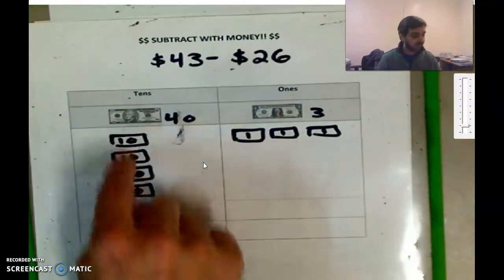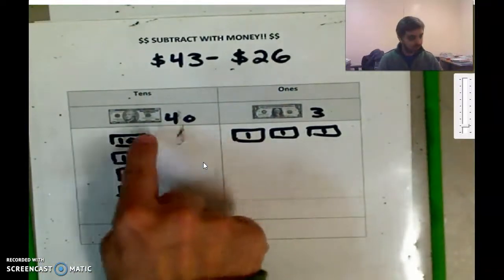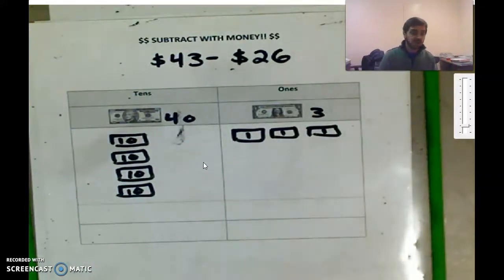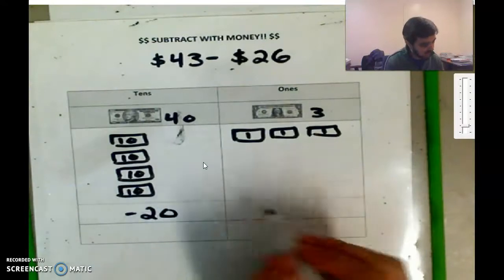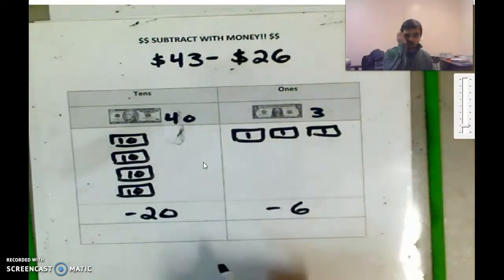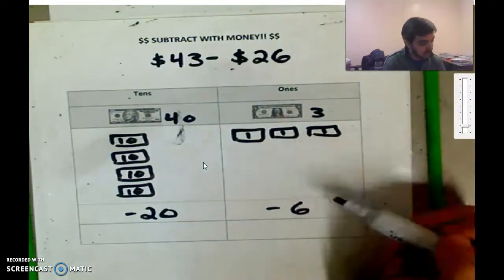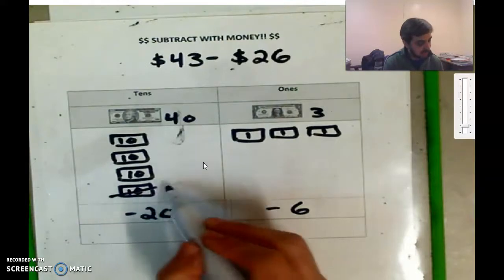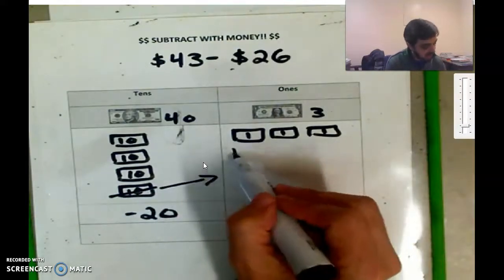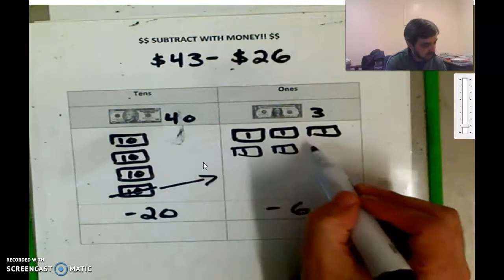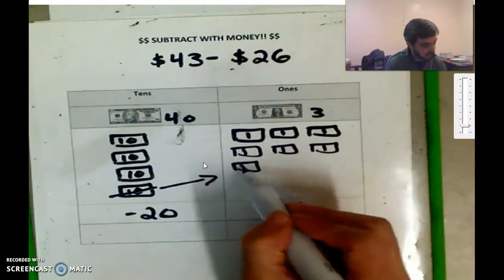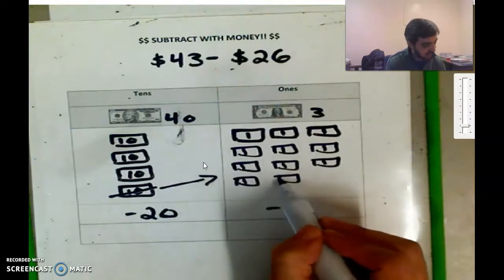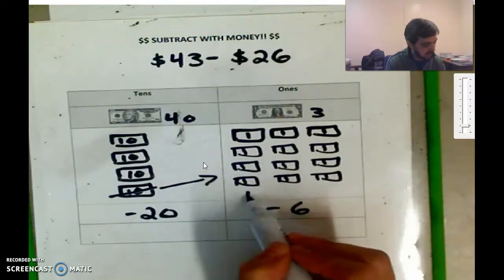So we have $43. We have $40 in the tens place and $3 in the ones place. So we're subtracting 26. Okay, so subtract 20, subtract 6. I'm going to take away 6 from my ones place. I don't have enough ones, so I'm going to turn one of these 10s into 10 ones. So that gives me 1, 2, 3, 4, 5, 6, 7, 8, 9, 10.